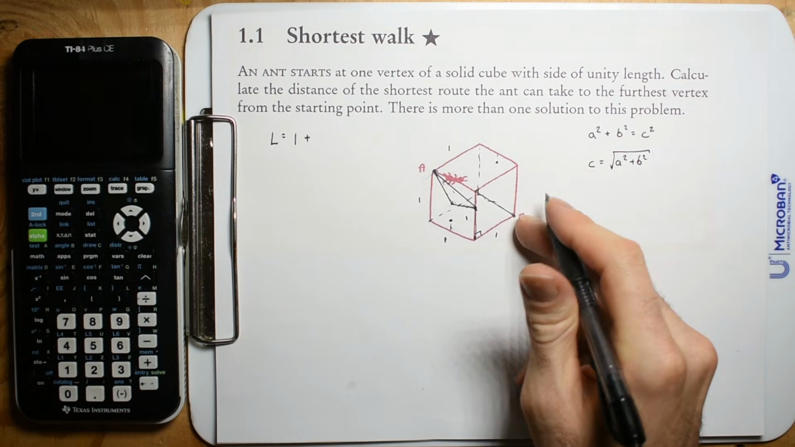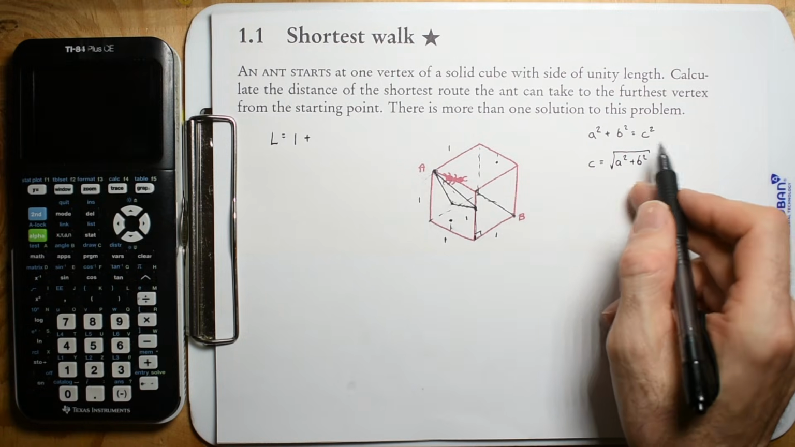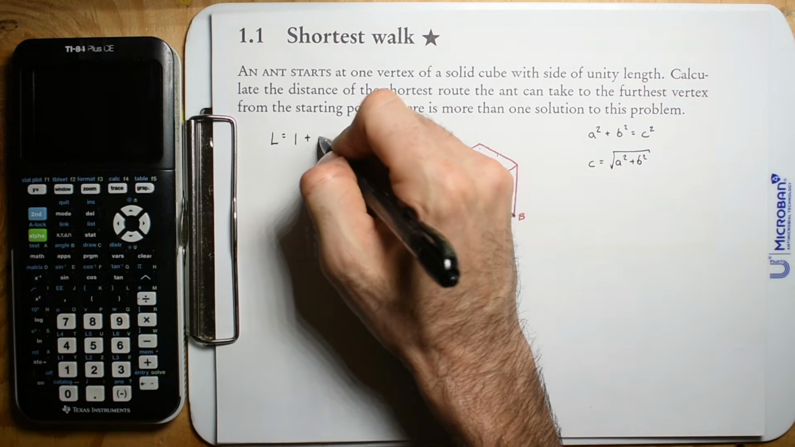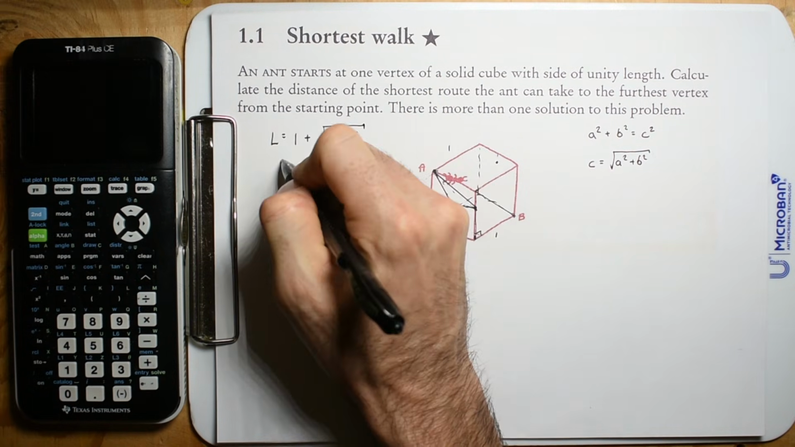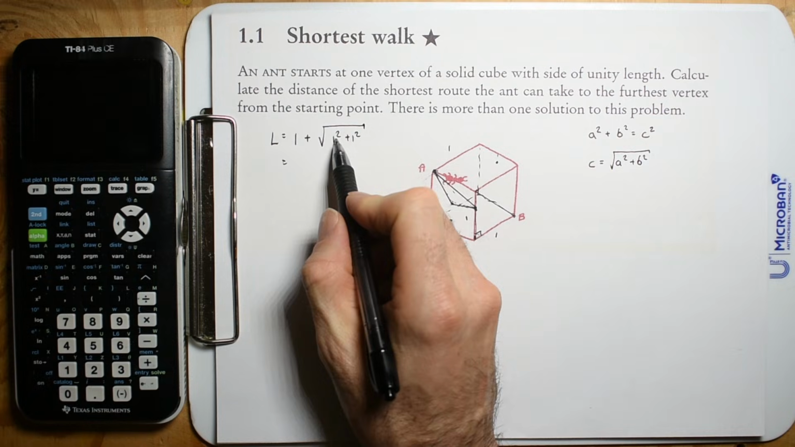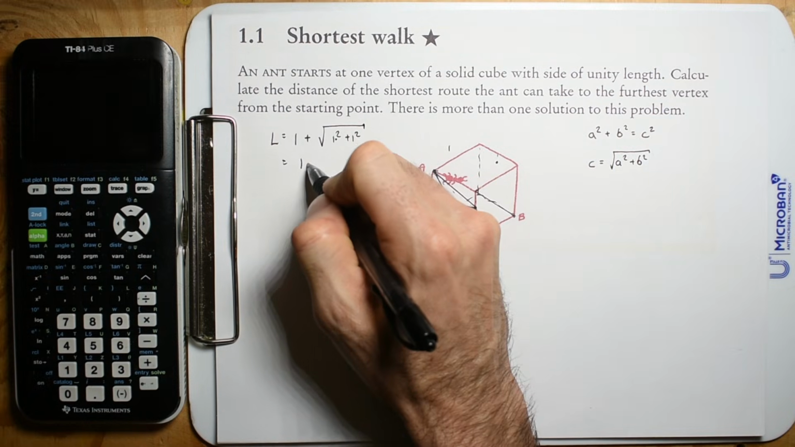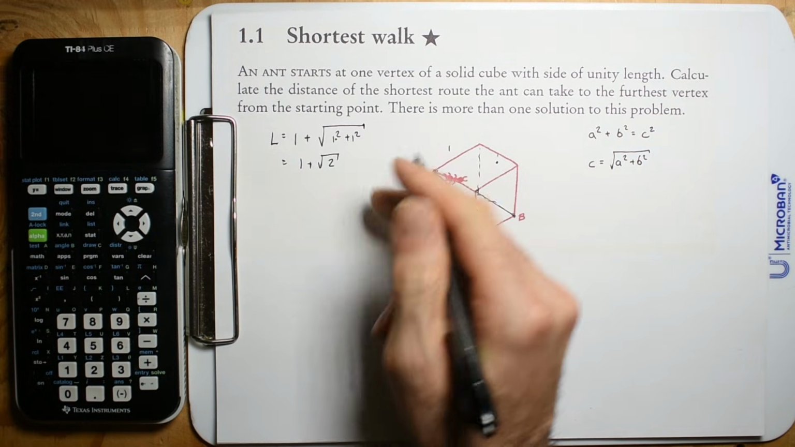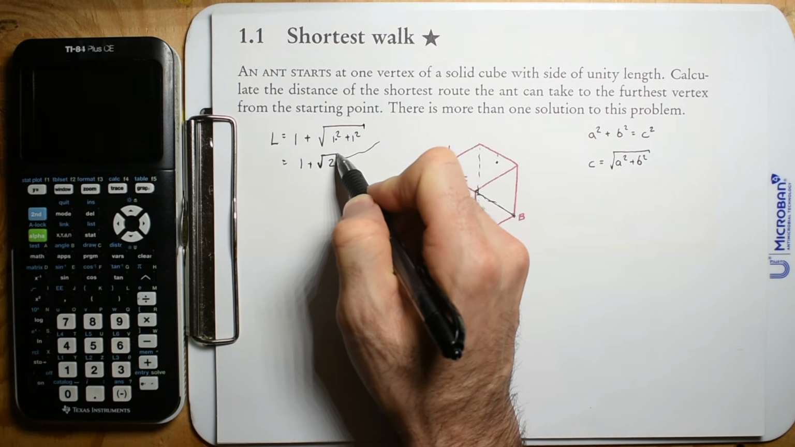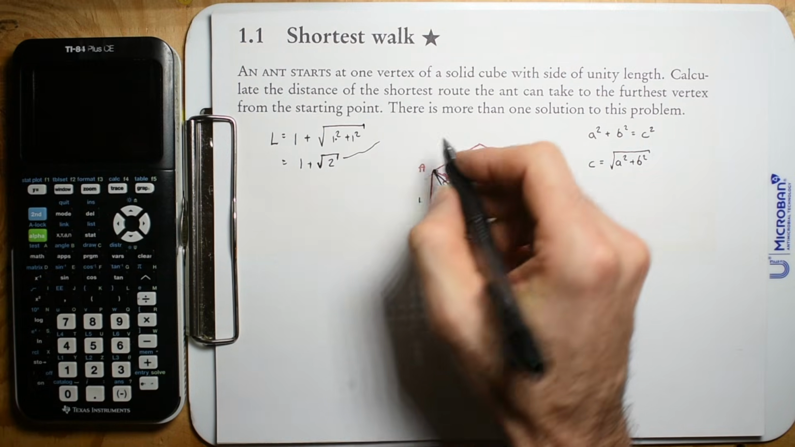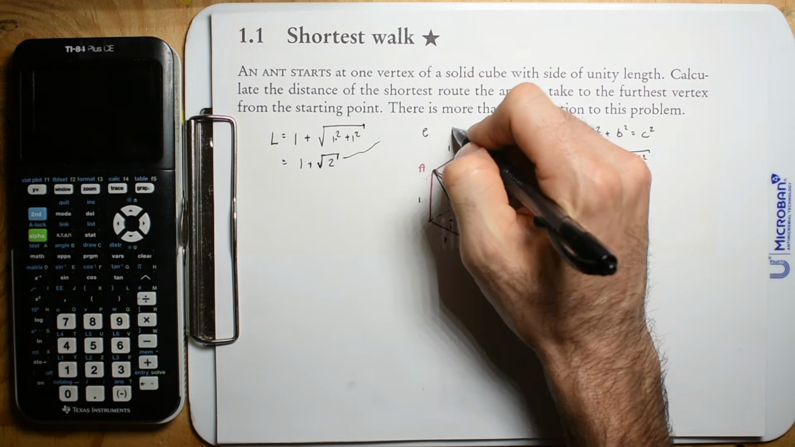Cool. Alright, so that's going to be 1 squared plus 1 squared, square root of 1. So I guess I'll just write it as the square root of 1 squared plus 1 squared. That's going to be 1 squared is 1, so this is going to be 1 plus the square root of 2.